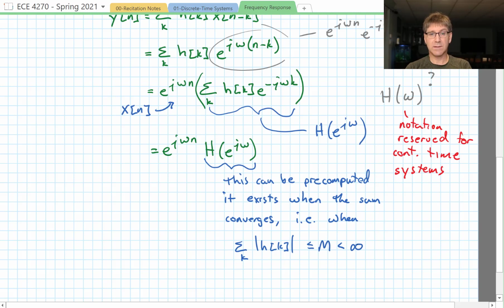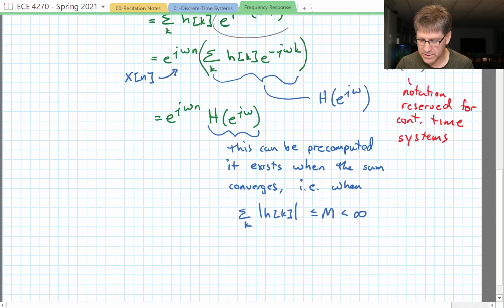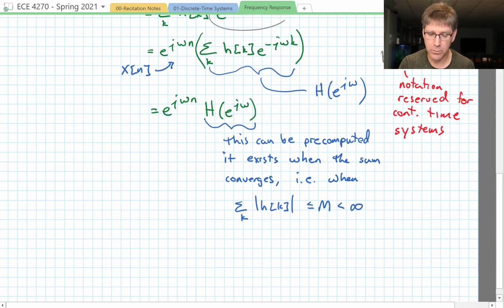So this is the same as stability. It turns out there are some kind of bizarre edge cases here, since we're not dealing with a general convolution, but we're actually dealing with the sum of h[k] times e^(-jωk). And those edge cases are called quasi-stable, but we won't talk about those right now. Instead, I want to put up here a great big warning. Warning.